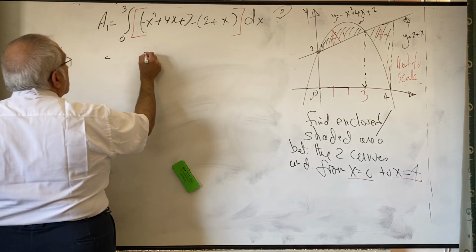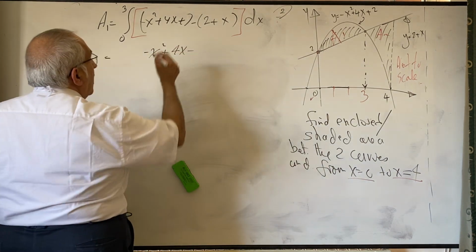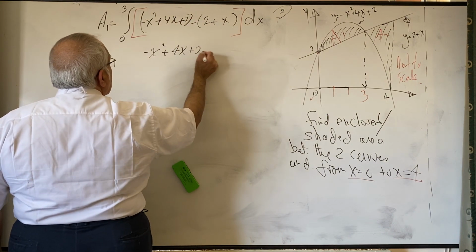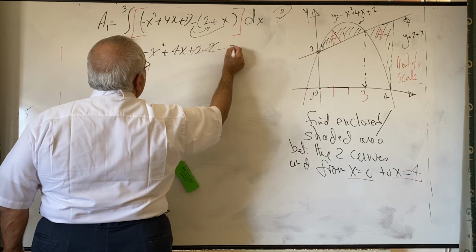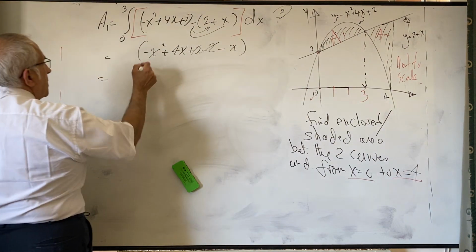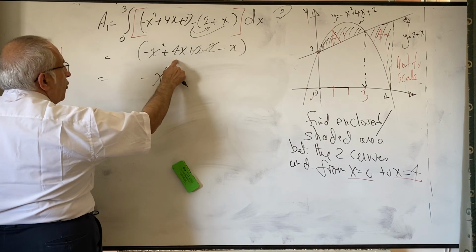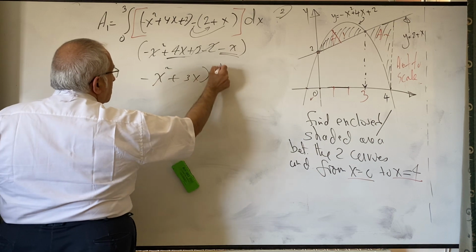Expand the bracket. Minus x squared plus 4x plus, I forgot my 2. Minus times plus, minus 2, bye-bye. Minus times plus, minus x. Can I simplify further? Sure. Minus x squared cannot be simplified, but 4x and minus x can. I am ready, ladies and gentlemen.